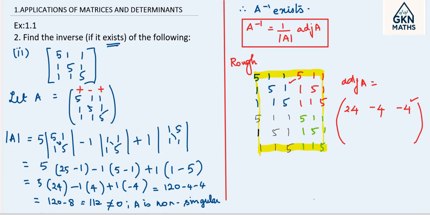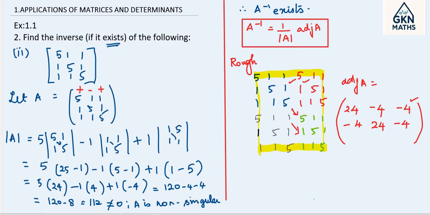Next step, take the next 2 columns. 1 into 1, 1 minus 5 gives us minus 4. 5 into 5, 25 minus 1 gives us plus 24. Next, 1 into 1, 1 minus 5 gives us minus 4. So simplify column-wise and write it row-wise.